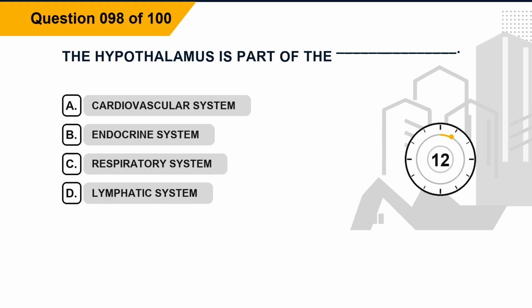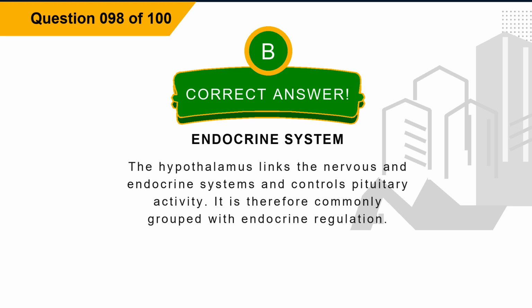Question 98. The hypothalamus is part of the blank. Option A. Cardiovascular system. Option B. Endocrine system. Option C. Respiratory system. Option D. Lymphatic system. The correct answer is option B. Endocrine system. Explanation. The hypothalamus links the nervous and endocrine systems and controls pituitary activity. It is therefore commonly grouped with endocrine regulation.